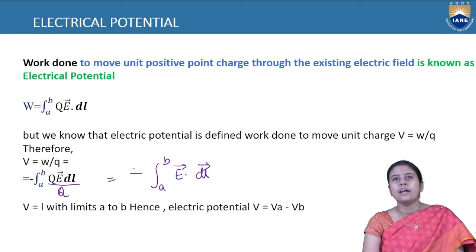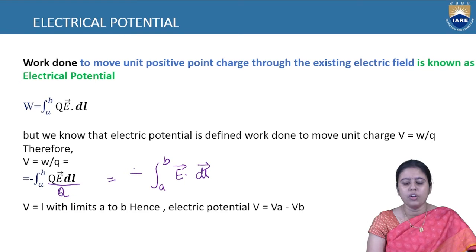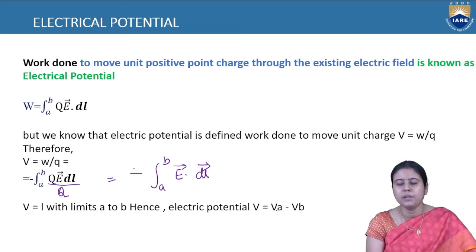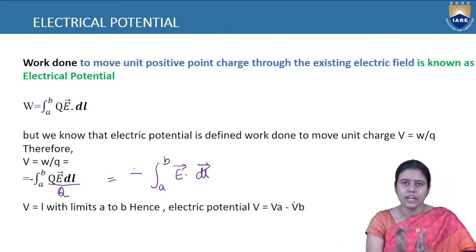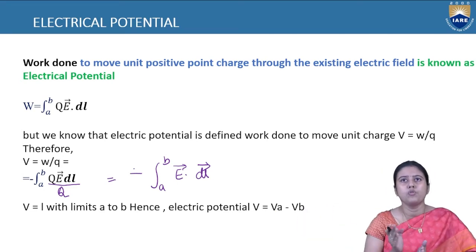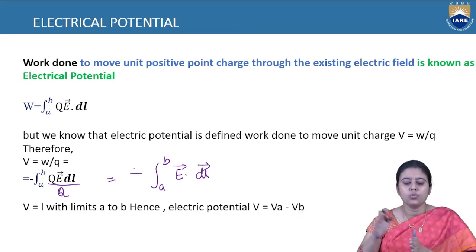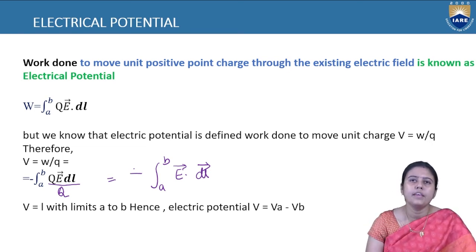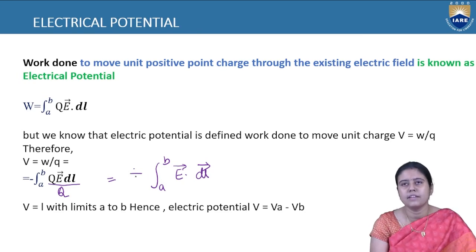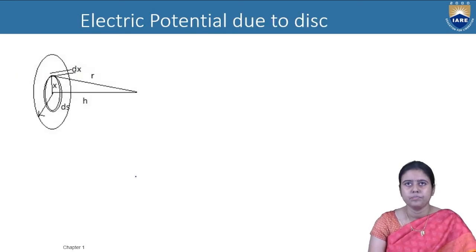And the potential, if we are writing VAB, will be VA minus VB, from the near point to the far point, to bring one unit charge from one point to another point. VAB is nothing but VA minus VB. You can see the minus sign here also.